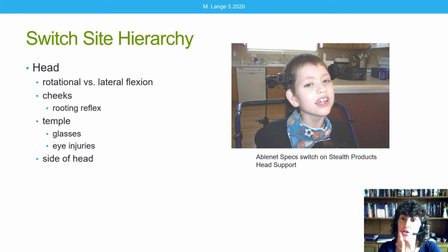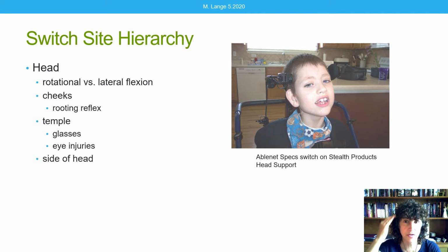We can also place a switch by the cheek. The advantage of the cheek is that for a lot of clients now I can feel it. I might also see it some. But for some clients, if they have a rooting reflex present, they may turn towards that switch as a part of that reflex, not as a part of volitional control.